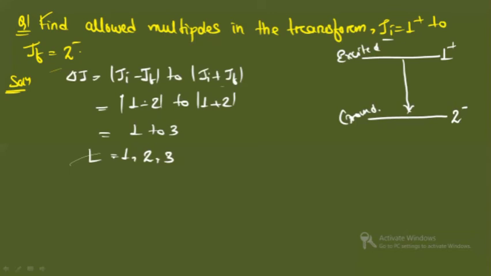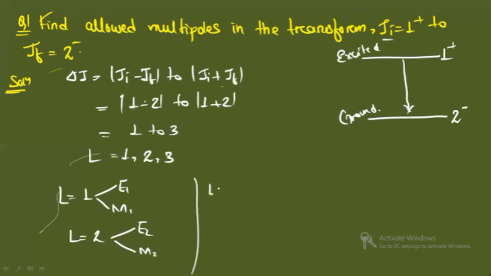Now, what are the possibilities? For L equals 1, you can have E1 and M1. For L equals 2, the possibilities are E2 and M2. Similarly for L equals 3, the possibilities are E3 and M3. Clear? Now we will see the parity conservation, which you can denote by pi or pi I. It is the same.